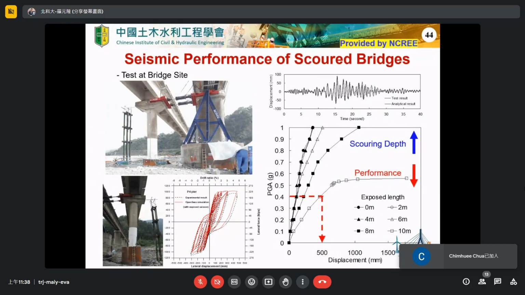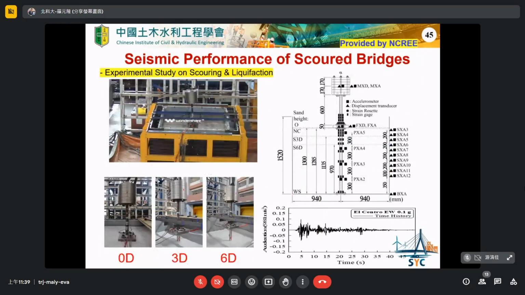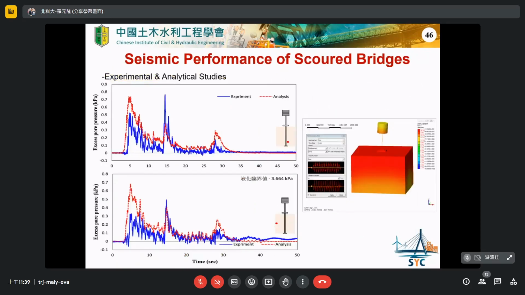Okay, so we did the test considering different scouring depths. So yeah, the more scouring depth, the less structural performance there will be. Okay. And this is the test on the shaking table considering scouring and liquefaction. You can see the sandbags, and this is the simulation of the mass center of the substructure. This is a bridge pier on the shake table, and we implemented lots of sensors because we want to make some comparison between the analytical results and the test results.